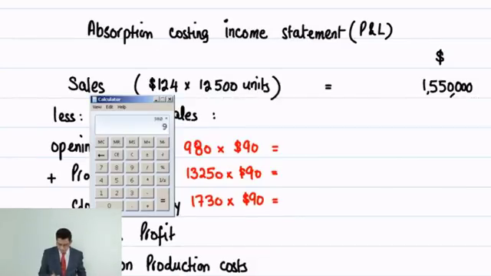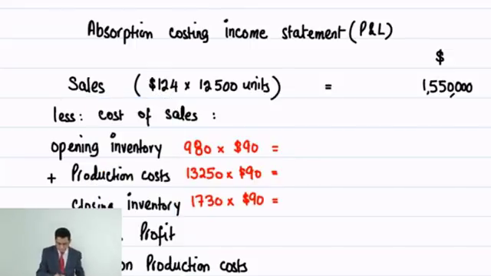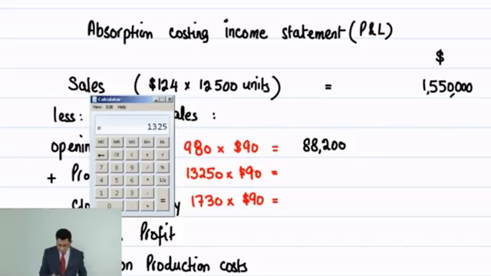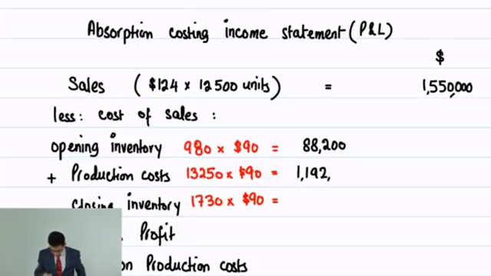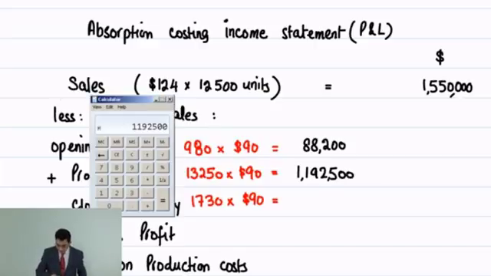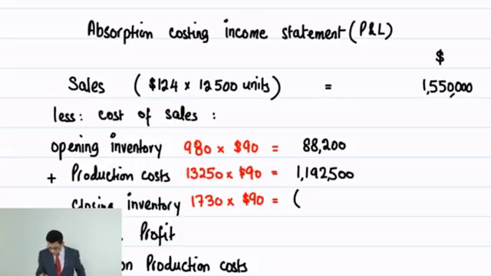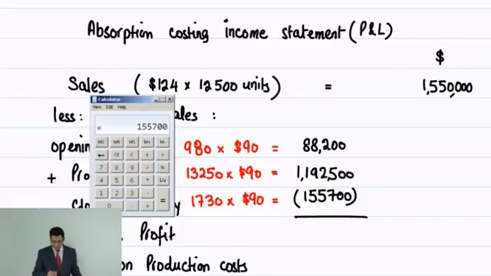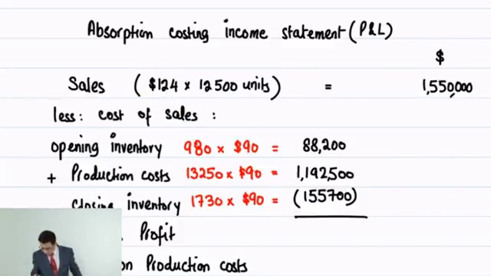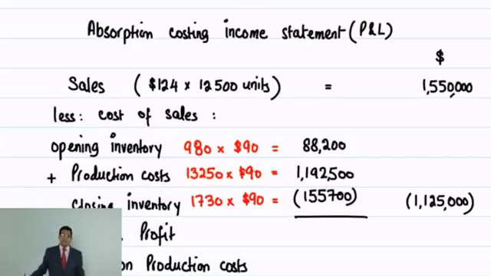So 980 into 90, which is 88,200. Then plus 13,250 into $90, which is 1,192,500. And now closing inventory 1730 into 90, which comes to 155,700. And here is the cost of sales, which gives me a total of $1,125,000.